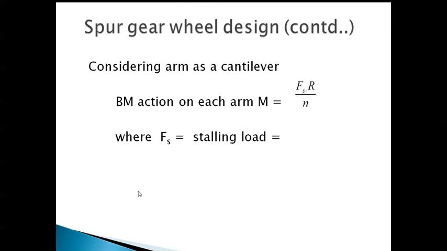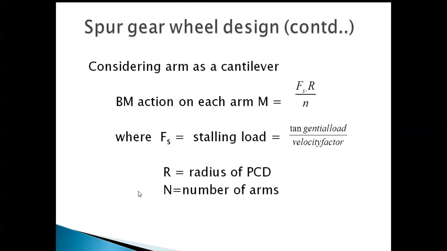So here Fs is equal to the stalling load, that is equal to tangential load by velocity factor. So the bending moment on each arm M equal to Fs into R by N. Fs is the stalling load, that is tangential load by velocity factor, and R is the radius of the PCD, N is number of arms.